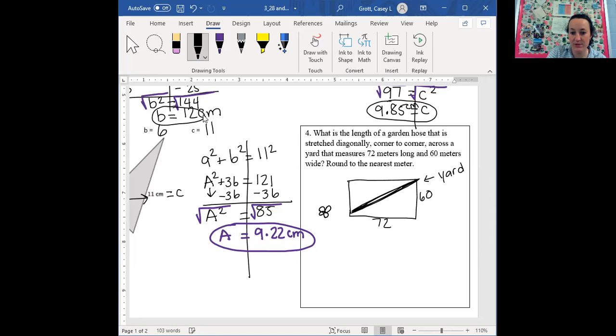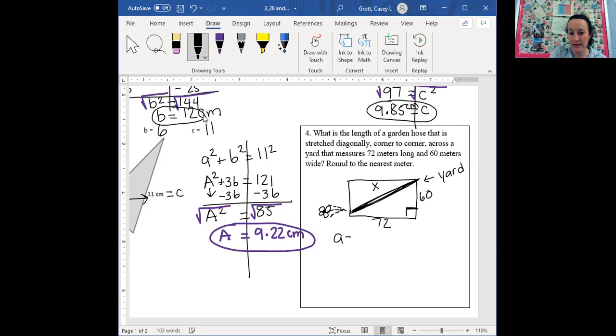Because we've got some flowers over here that need to get watered. So here's my hose. How long is the hose? This is what we're trying to find out. I don't know how long the hose is, but if I look here, these two are lining up. That's going to give me my right angle.